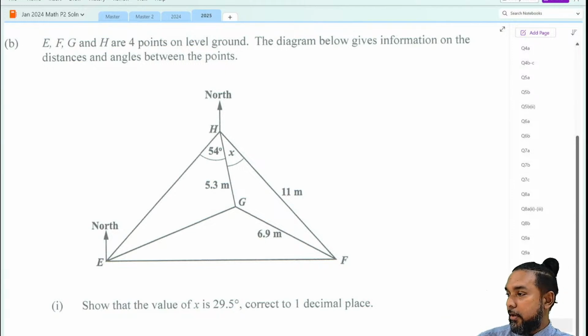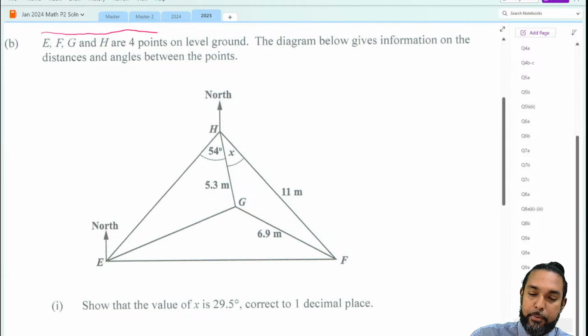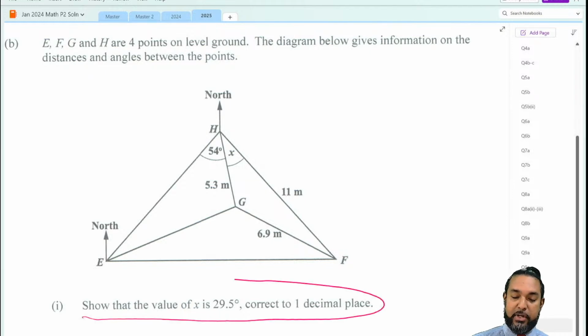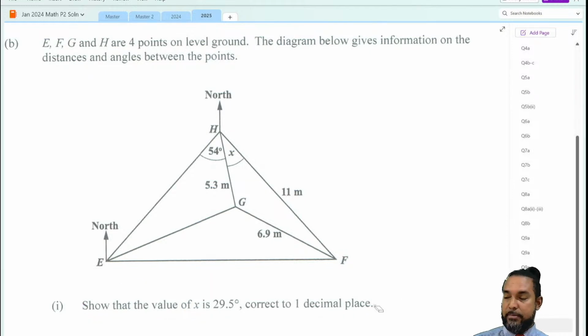So let's take a look there. E, F, G, and H are 4 points on a level ground. The diagram below gives information on the distances and angles. Okay, cool. So E, F, G, and H are on the same ground, so nothing is up in the air. So I don't think we have any angles of elevation or depression, but we have some bearings. So we have to show that the value of X is 29.5, correct to 1 decimal place.